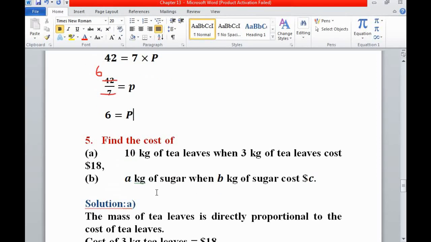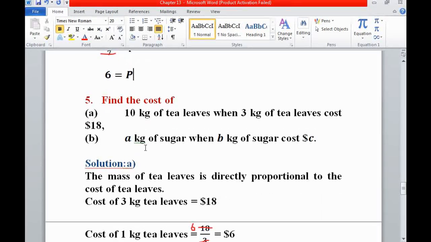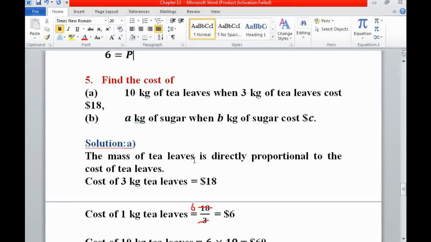Next, question number 5 from this exercise: find the cost of 10 kilogram of tea leaves when 3 kilogram of tea leaves cost $18. And the second part from the question is A kilogram of sugar when B kilogram of sugar costs C dollars. Okay, to solve the first part from the question, the mass of tea leaves is directly proportional to the cost of tea leaves. Definitely this thing is given in the statement of the question.